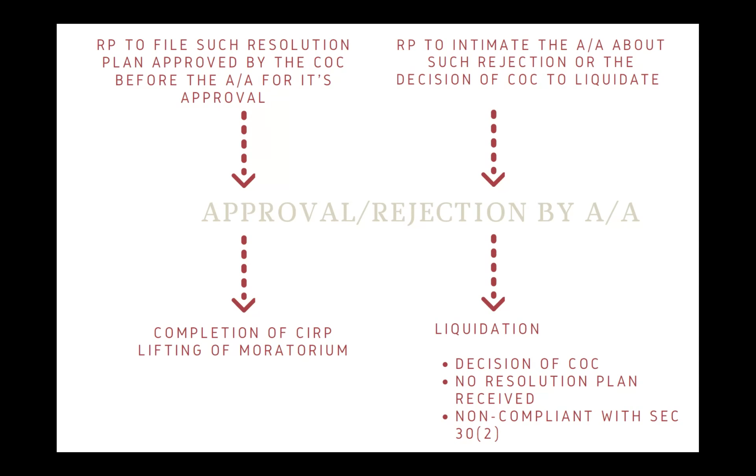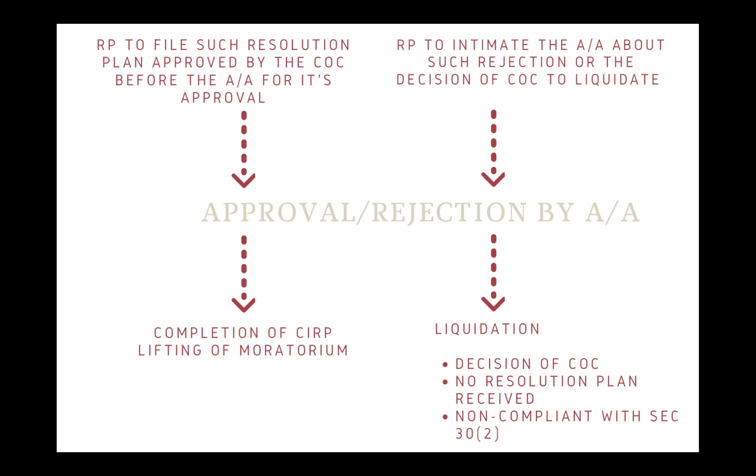The commercial points are completely with the committee of creditors. The commercial aspects are solely with the committee of creditors. The adjudicating authority cannot look into the commercial aspects of a resolution plan. It is widely established in various cases. So now, after the approval, assuming the adjudicating authority approves the plan, what happens in such cases?